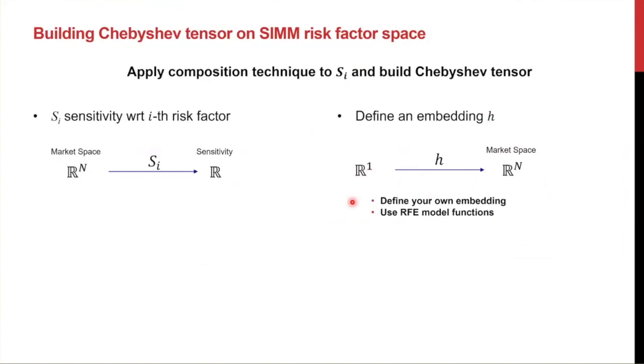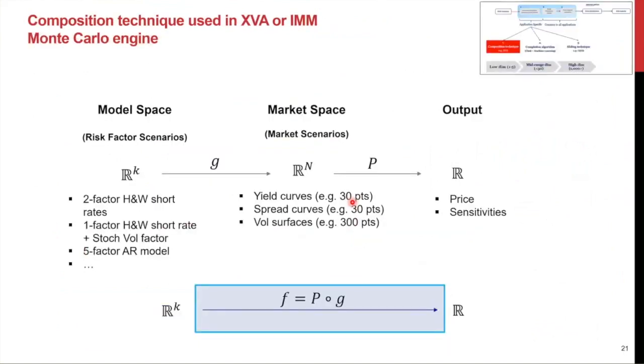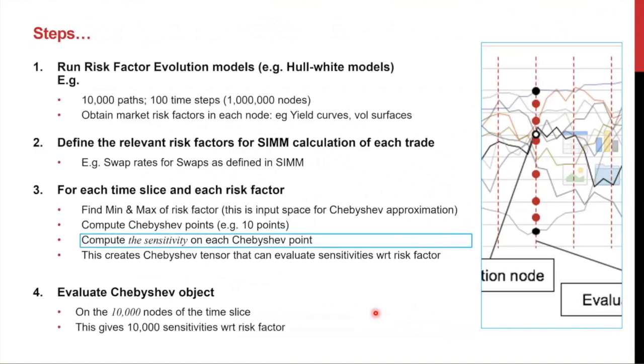Let me just quickly go back to the composition technique that I mentioned before, because this completely relates to one of the ways that we apply Chebyshev techniques. Here, in the composition technique, remember, we were interested in P, a pricing function. Here we were using this G function that comes from the risk factor diffusion model. It goes from Rk to Rn, where Rn is high dimensional, the market space. And then you compose with the P to go to R, and you end up with a low dimensional function F. We're doing something essentially the same over here.